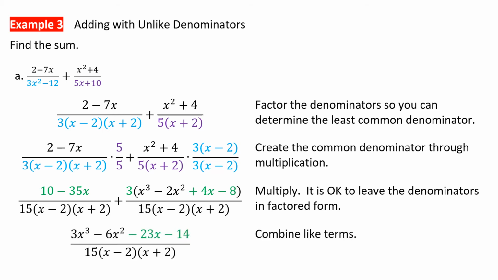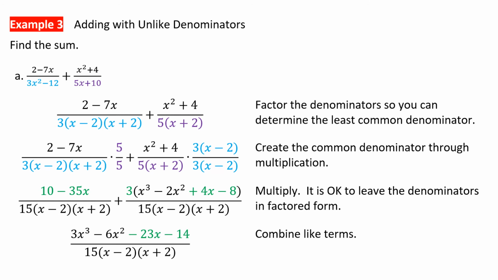Now, in our final step, we should just be able to combine like terms, and that's why I had some green there, because we're going to have a negative 3x cubed. We're going to have 3 times negative 2x squared, so that's negative 6x squared. And then where did the 23x come from? We have negative 35x over on the left, and we have 3 times 4x, so 12x. When we perform that, we get negative 23x. We also have 10 over on the left, and 3 times negative 8, which is negative 24. Blend those together, and we get negative 14.